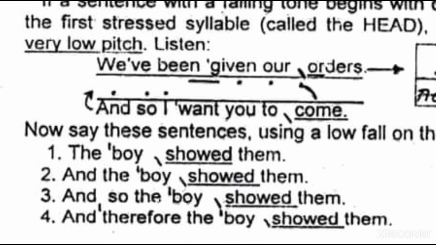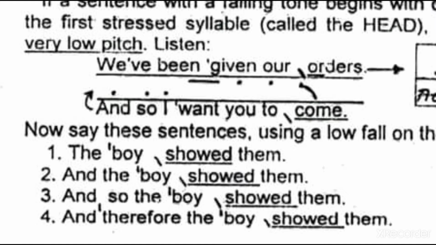Another example, and so I want you to come. So here, and so I are unstressed syllables, so they are the pre-head and they are represented at a low level. Want, the first stressed syllable, high long dash. You, high dot, because they are unstressed syllables. Come, curved line from a mid to a low level.